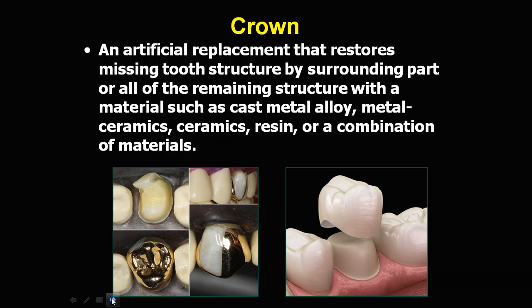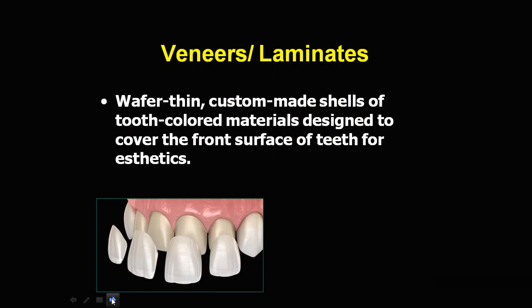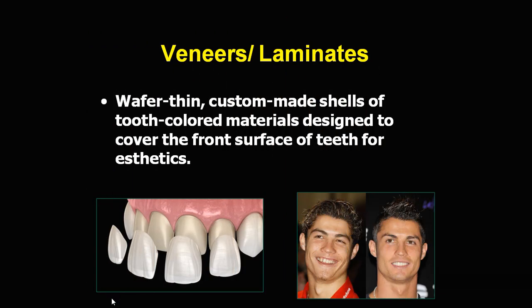A crown is an artificial replacement that restores missing tooth structure by surrounding part or all of the remaining structure with a material such as cast metal alloy, metal ceramics, all ceramics, resins, or a combination of materials. This is a diagrammatic representation showing the difference in tooth coverage of various types of FPD options. A veneer or a laminate is a wafer-thin, custom-made shell of tooth-colored material designed to cover the front surface of teeth for aesthetics.